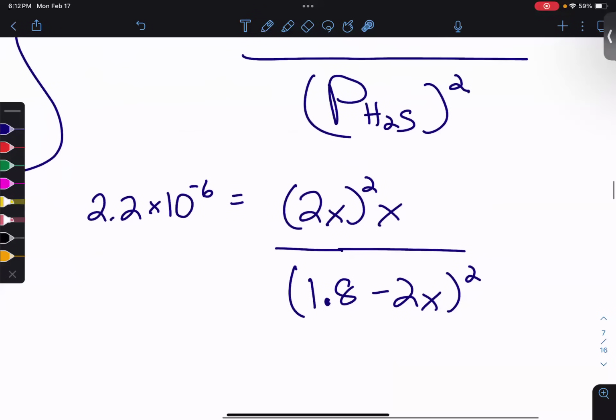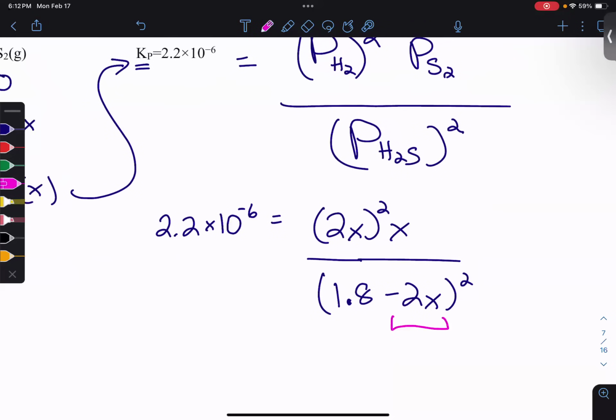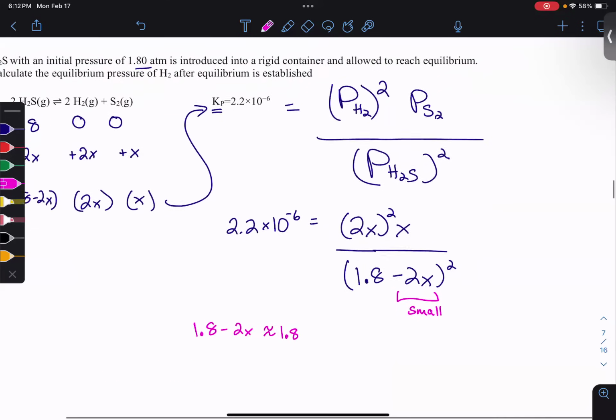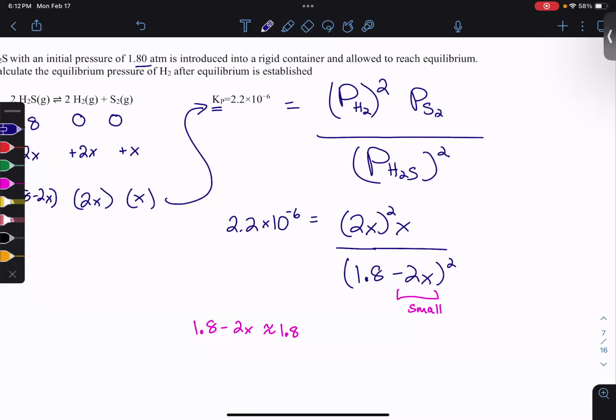because what's making this math really annoying is this minus 2x in the denominator. This is what makes it a quadratic, and I don't want to solve quadratics on the exam, all right? So what I'm going to assume is this minus 2x is really small. Essentially, I'm going to make the assumption that 1.8 minus 2x is basically the same as 1.8. That's what I'm going to say. Because when I do that, then things get a lot easier.